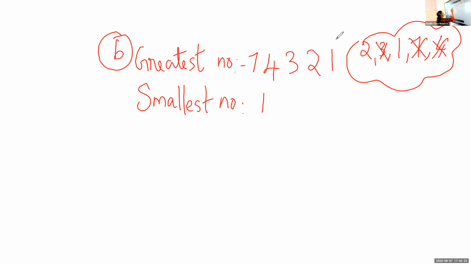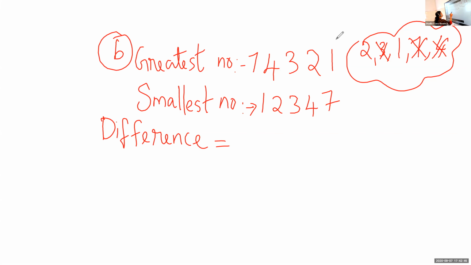Okay, 1, 2, 3, and from 4, 7. So that is 12,347. Now find the difference between these two numbers, that is greatest and smallest. Difference means we have to subtract: 74,321 minus 12,347. Find out the answer.